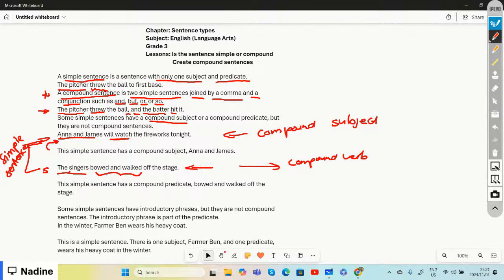All right. And then some of our simple sentences have introductory phrases, but they are not compound sentences. An introductory phrase is part of the predicate.